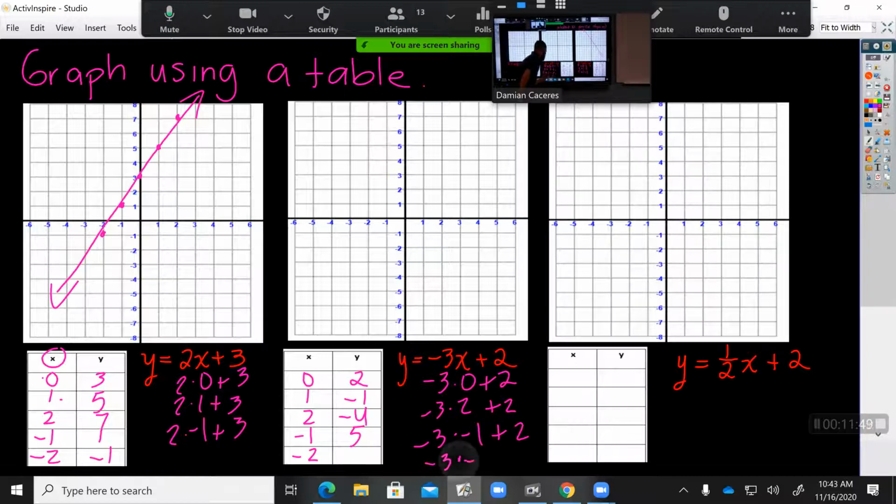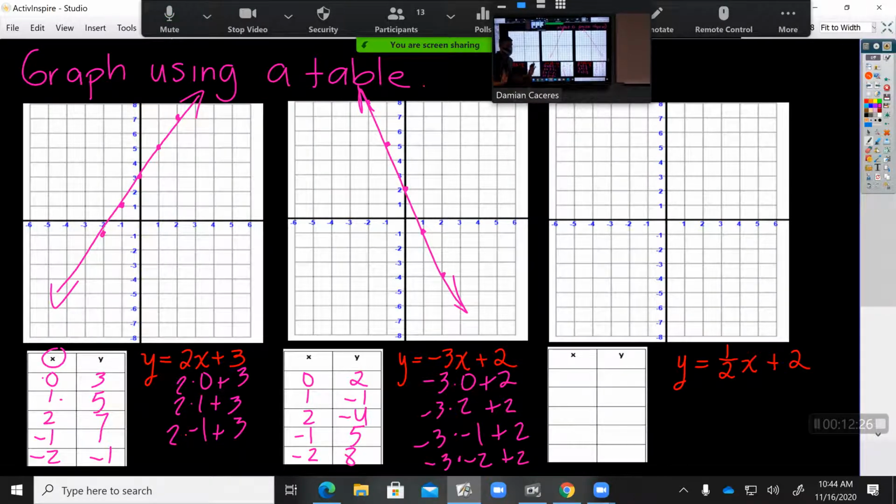And negative 3 times negative 2 plus 2 is positive 8. So now, plot those 5 points. 0, 2, 1, negative 1, 2, negative 4, negative 1, 5, negative 2, 8. Doesn't that create a straight line with my 5 dots? Yes, it does. So draw a line going through all your dots.